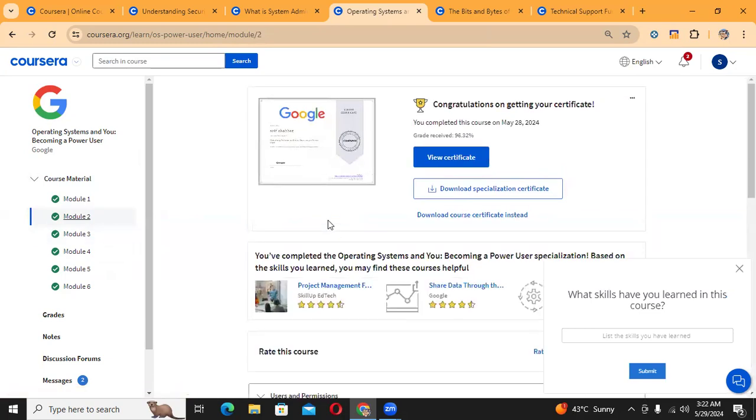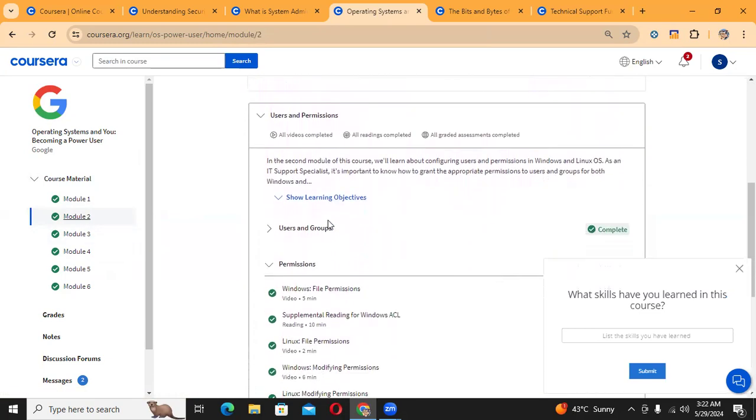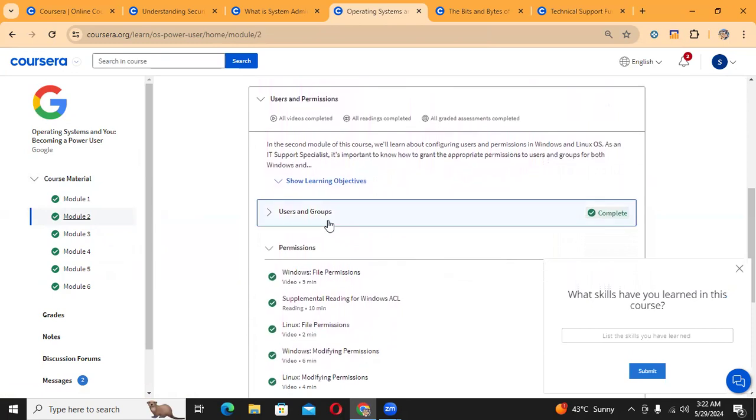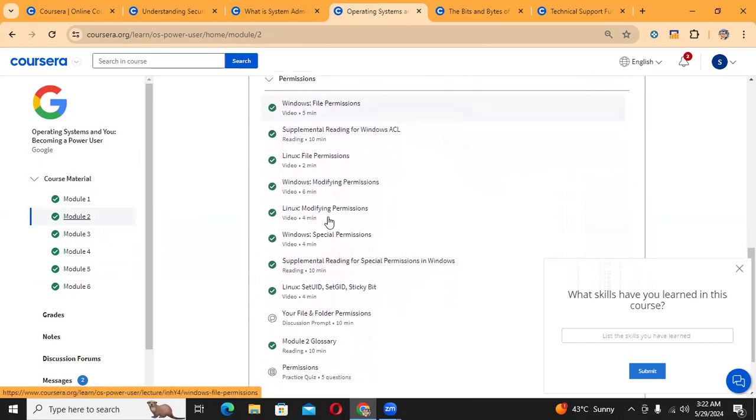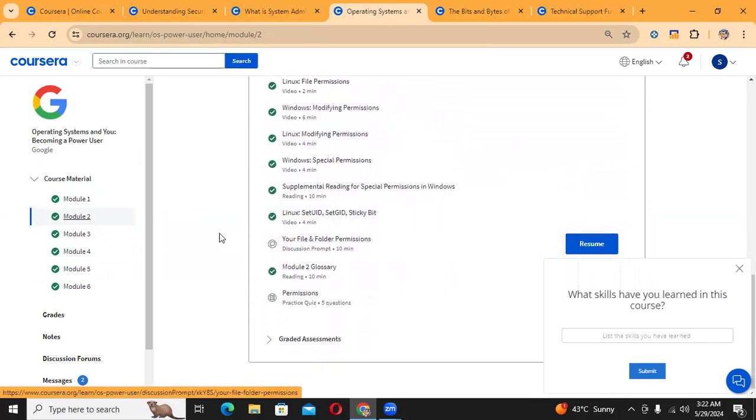The second module is about users and permissions. Basically, it's understanding user accounts, permissions, and access controls in the operating system. It also covers creating and managing user accounts, user groups, file and directory permissions, setting and modifying permissions in Windows and Linux, the importance of root and administrator accounts, and best practices for securing user account permissions.